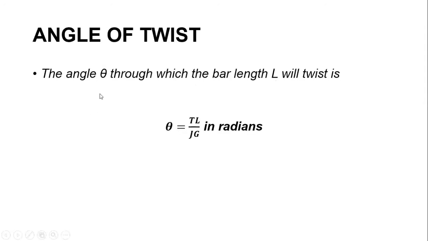And yung ano natin dito is yung angle of twist or yung rotation niya. So the angle of twist is defined as the angle theta or yung angle of twist natin through which the bar length L will twist is the formula natin. Theta is equals to TL over JG. And ang makukuha nating result dito is expressed in radians. So kapag pinapahanap sa inyo is yung degrees, kung ilang degree siya nagro-rotate, kailangan nyo siyang i-convert by multiplying result natin ng 180 over pi.